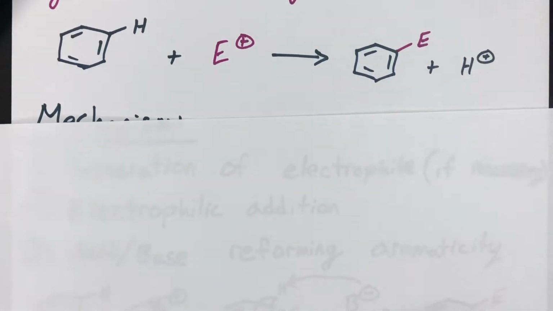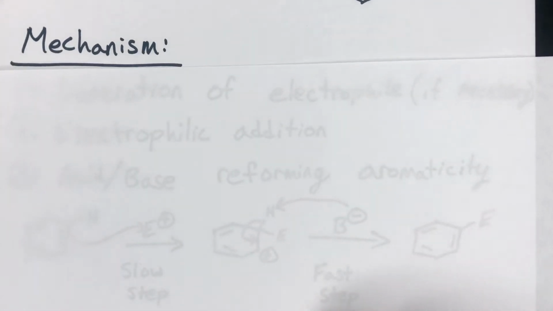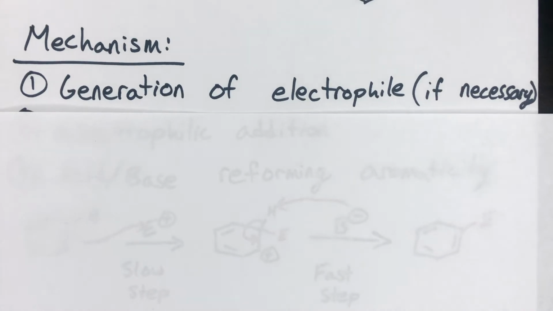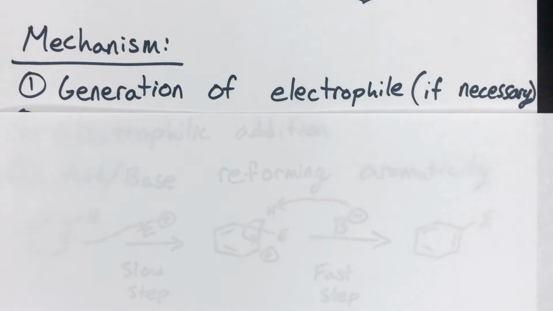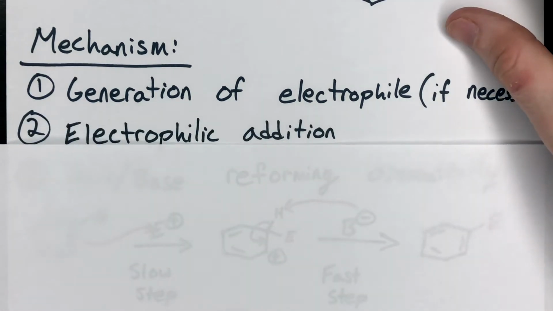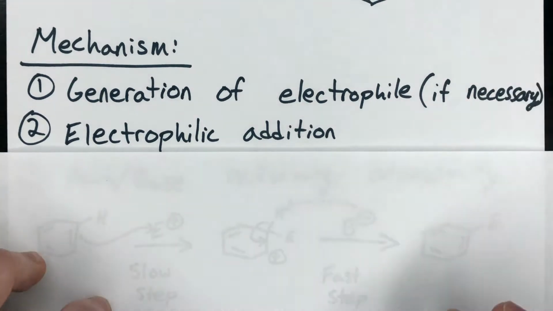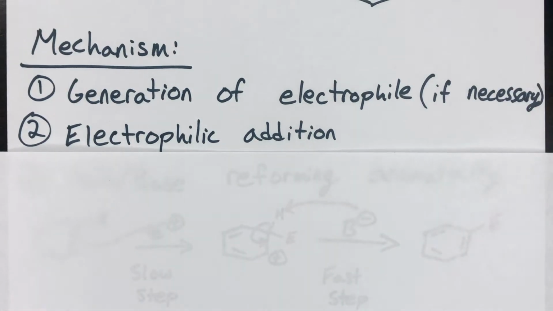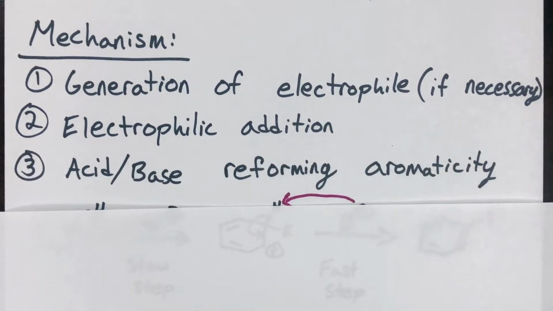Mechanistically, there are generally three steps. First, you have to generate the electrophile, if this is necessary. Sometimes the electrophile can already be provided without a mechanistic step that is required for that. It depends on the type of electrophile that you're looking at. So sometimes you need step one, sometimes not. But always you're going to have an electrophilic addition step. This is step 2, which breaks the aromaticity, which makes it the slow step. And thirdly, there's going to be an acid-base reaction, which will reform the aromaticity.